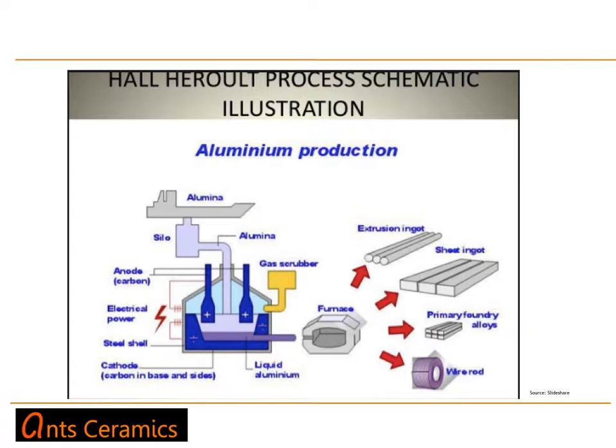Then the alumina is taken for electrolysis by a carbon anode and carbon cathode, and then the molten aluminum is being extruded or made into sheets or different kinds of aluminum alloy or different forms of wares.